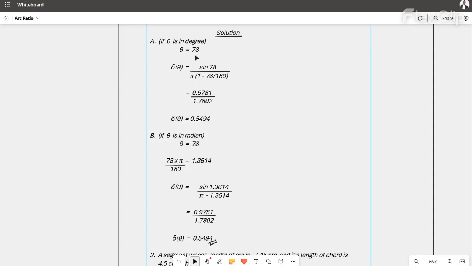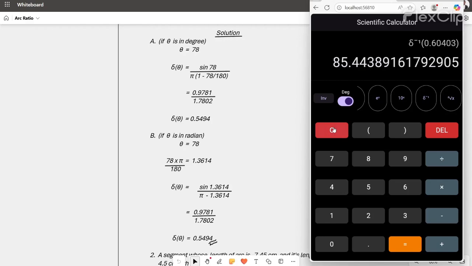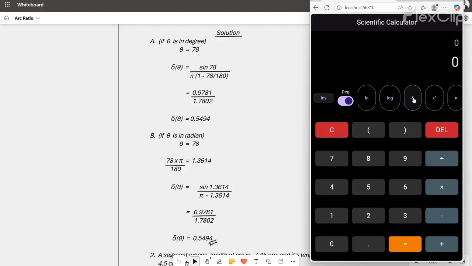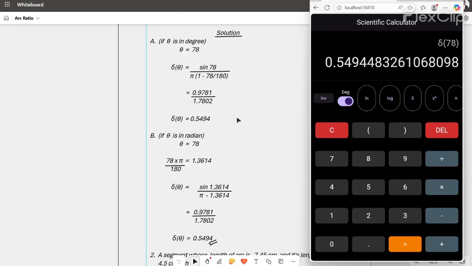Now, if we use our calculator to find the arc ratio of 78 degree, that will even be a quicker way. Let's clear the old answer. So let's go to the normal function. Delta 78, you close your bracket, is equal to 0.54944. If you round it up, you can see we got the same answer here. So our beautiful calculator gives the same answer as we calculated on our whiteboard here.